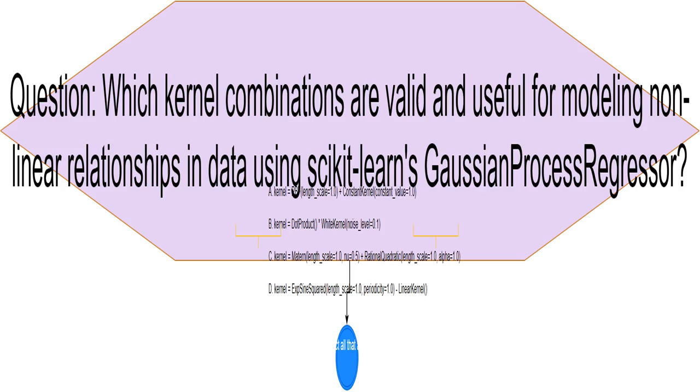Let's get started. This question asks you to identify combinations of kernel functions within the scikit-learn library that effectively model nonlinear relationships. A kernel function defines how similar data points are. Combining them allows flexibility. We need to evaluate if each combination is mathematically sound, valid, and suitable for detecting nonlinearity, useful. It is all about choosing the right tools for the job.